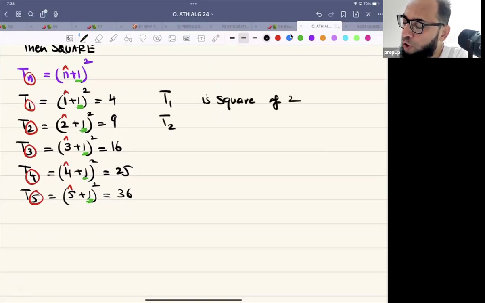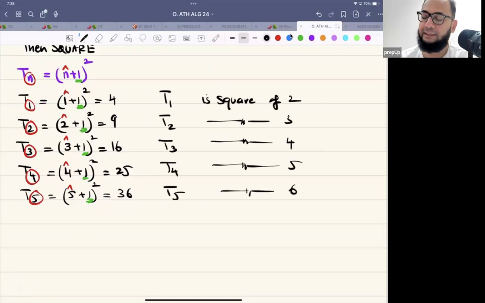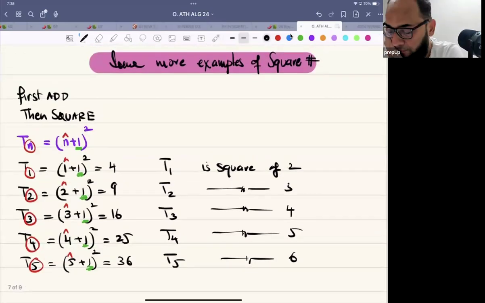And similarly T2 is the square of 3, T3 is the square of 4, T4 is the square of 5, and T5 is the square of 6. That is what is happening over here. First add, then square. Got the idea?